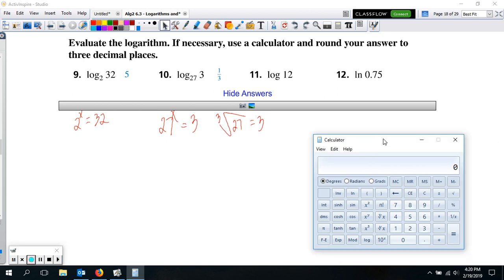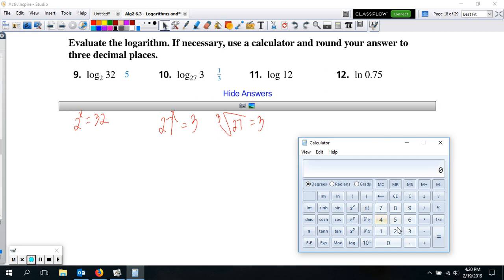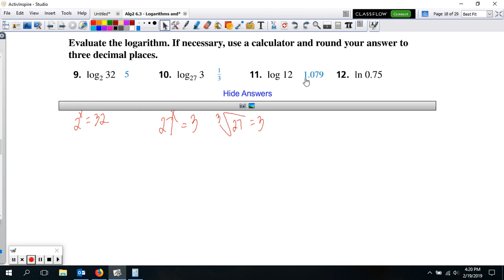And here we can evaluate this one for log 12. On this one I got to hit the log or the 12 first and then hit the log button. Sometimes I got to hit log button then the 12. Just depends on the calculator you're using. So log 12 and then the log button would give me this decimal, 1.079. So that's 3 decimal places. So there it is, 1.079.